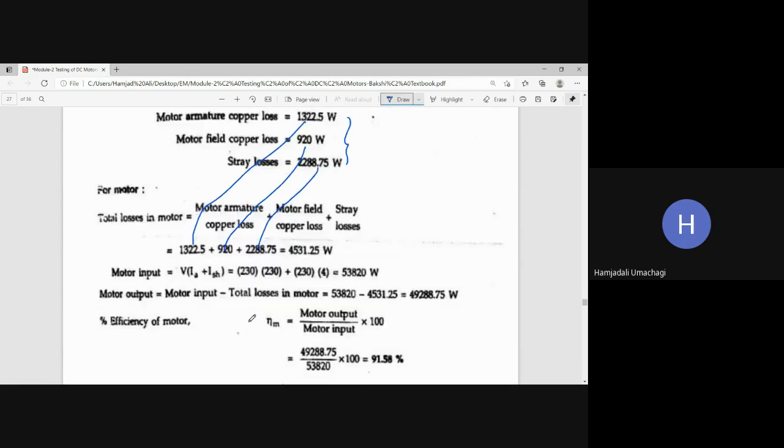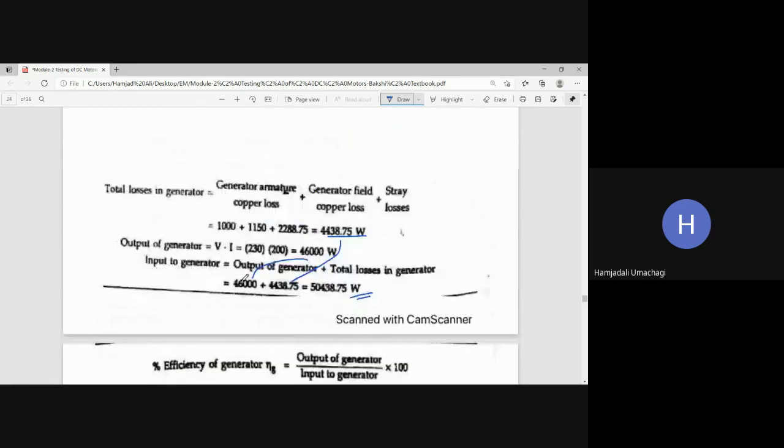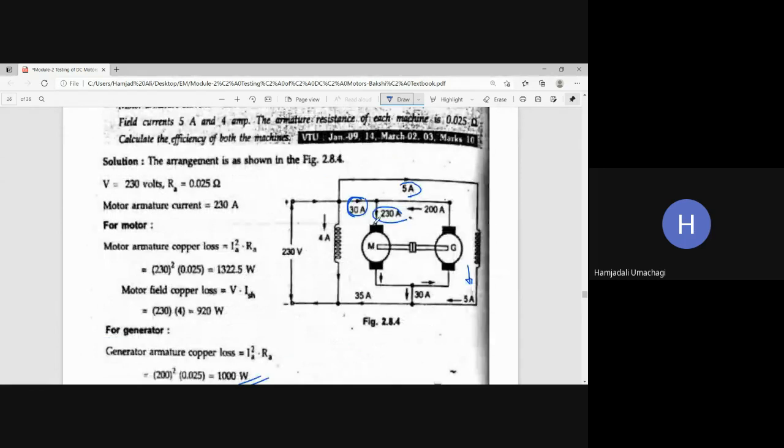1322.5 plus motor field copper loss, that is nothing but 920, plus stray loss 2288.75. If I add all these three, then total losses in the motor is 4531.25 watts. Now let us calculate motor input. Motor input is what? Voltage into armature current plus field current. So motor voltage is 230 and armature current is 30.